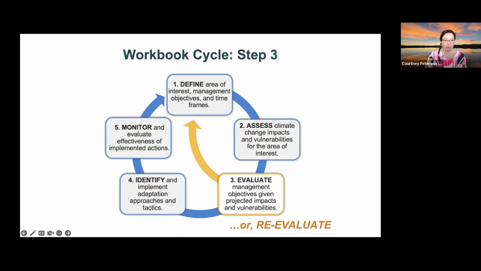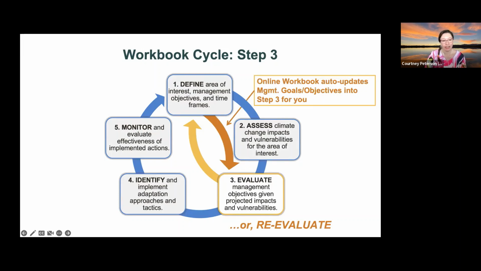And so again, with this step, it's really a chance for us to revisit step 1, go back and make any tweaks in the adaptation workbook process that we want to for defining our goals and objectives and timeframes, and really tweaking them based on the step of evaluating our feasibility of achieving our goals and objectives under climate change. And then the online adaptation workbook will auto update your management goals and objectives if you make any changes for step 3. And so again, anything you make will be captured in that online tool. So you can go in and make those changes and they'll be reflected for the following steps moving forward through the rest of the process.